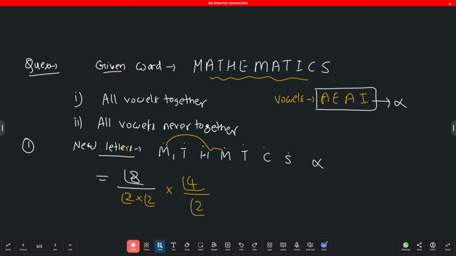Now I have to see what alpha is. In alpha there are 4 letters, so multiply by 4 factorial, but they are not all distinct. Previously A, E, I were distinct, different. But here 2 are repeating. So you have to divide by the factorial of the repetition. Multiply by the count correctly: 1, 2, 3, 4, 4 factorial, but divide by the factorial of repetition. If A were 3 times, then 4 factorial upon 3 factorial. So this is the correct answer now.